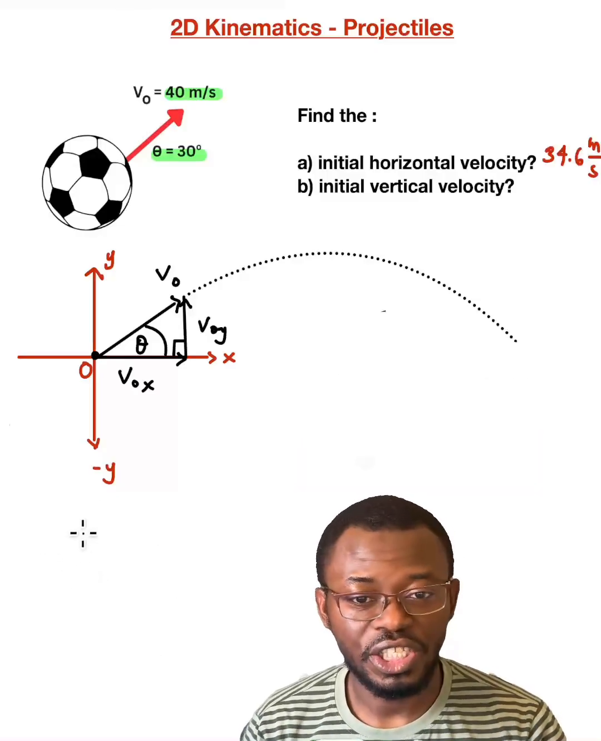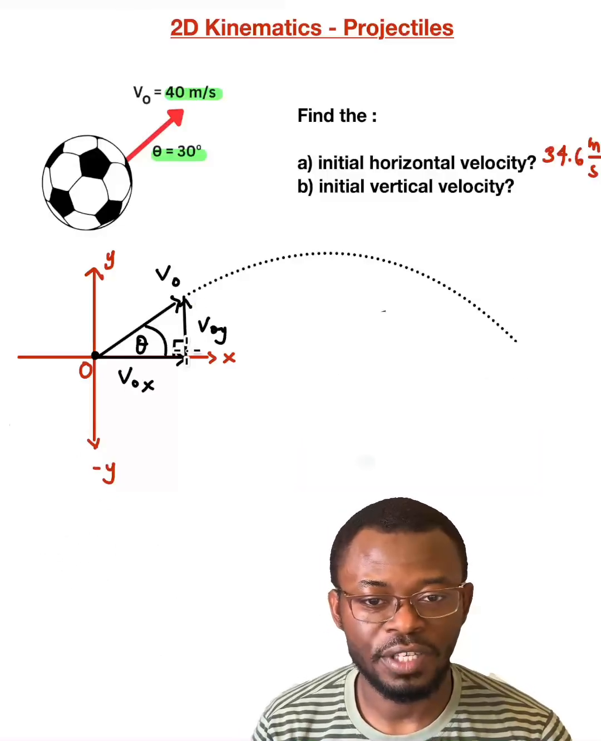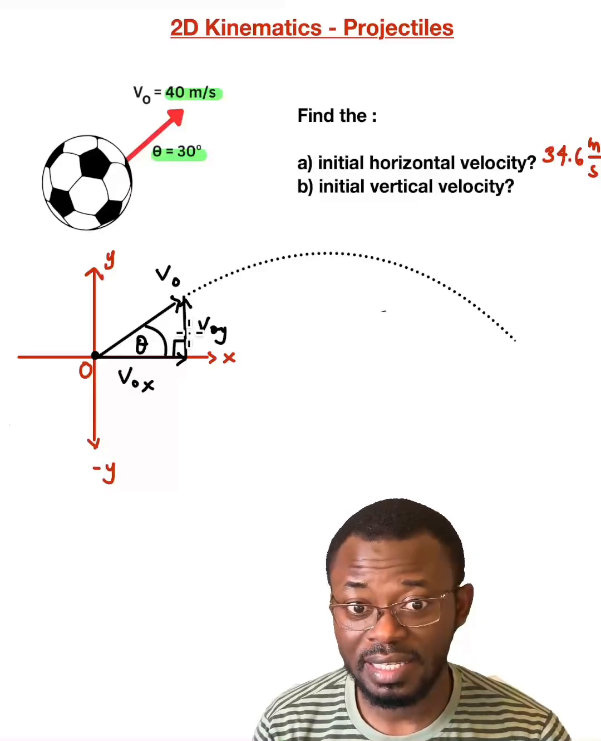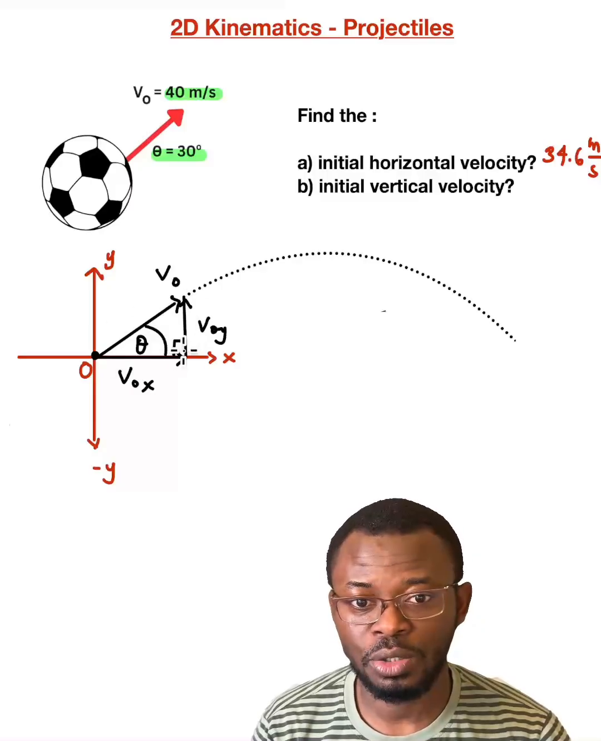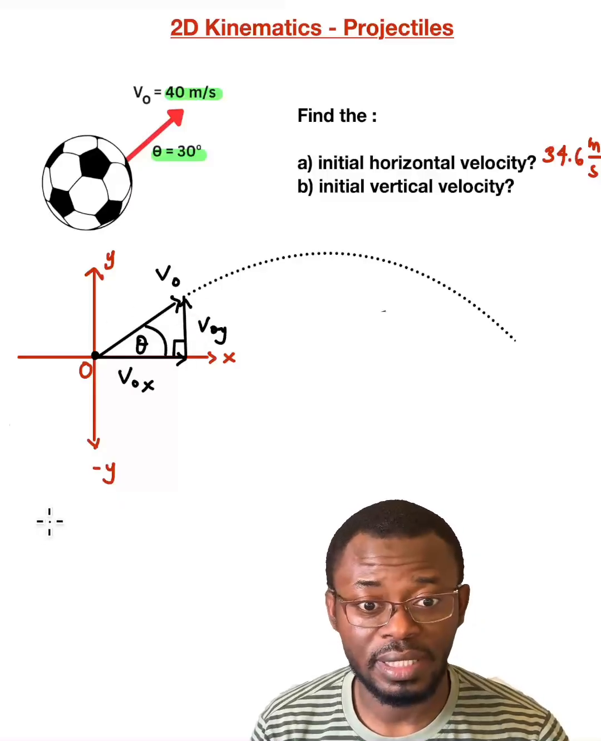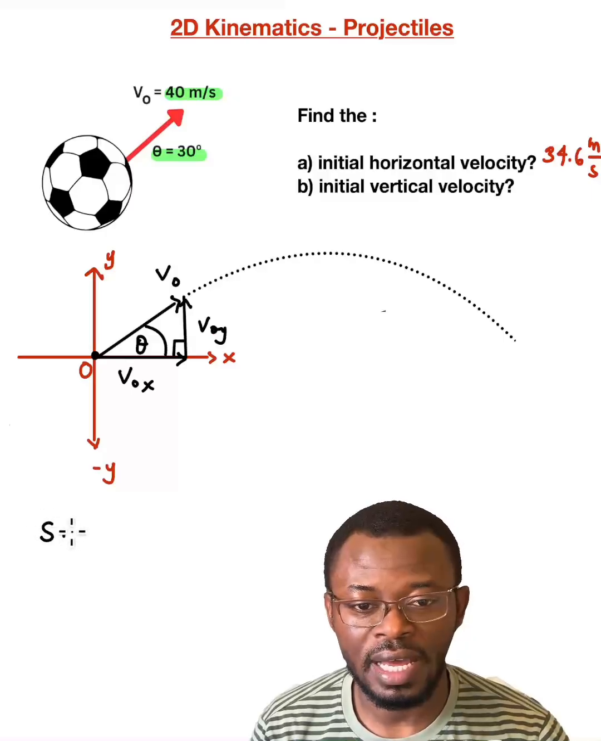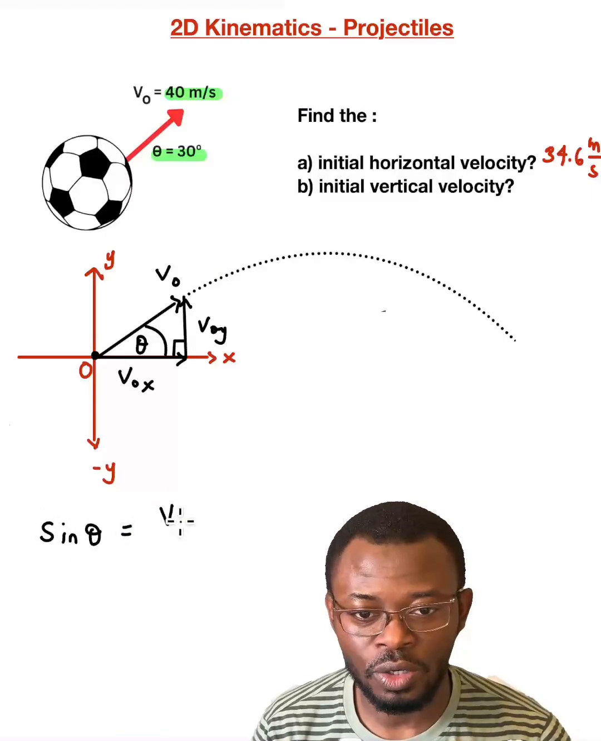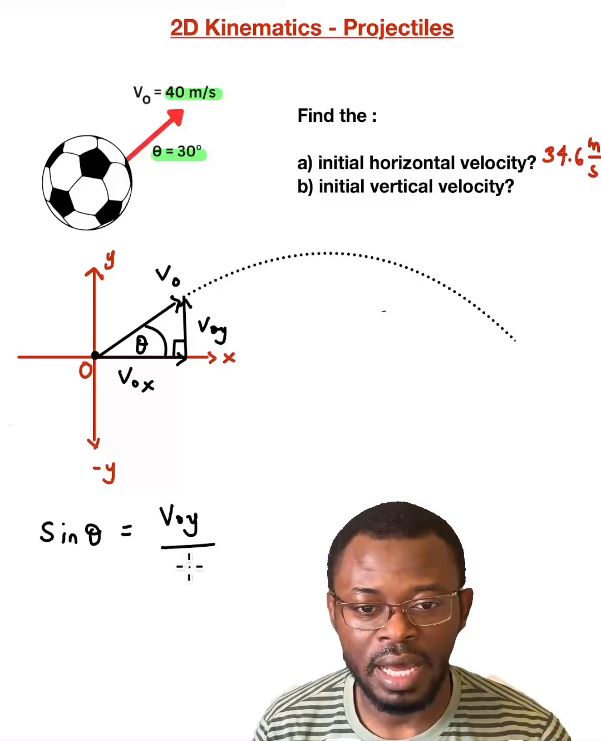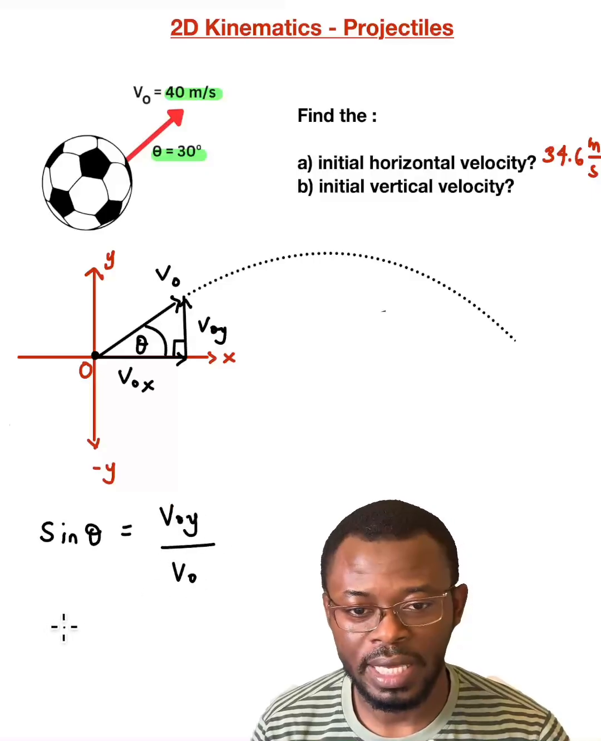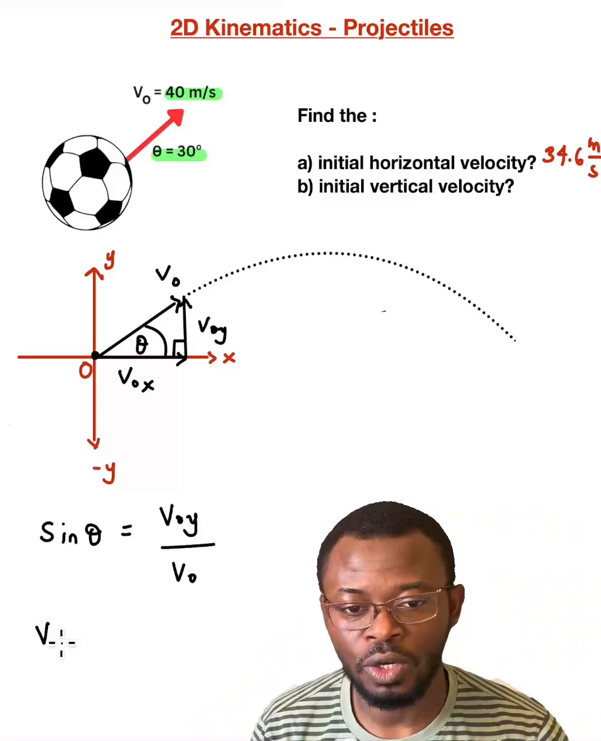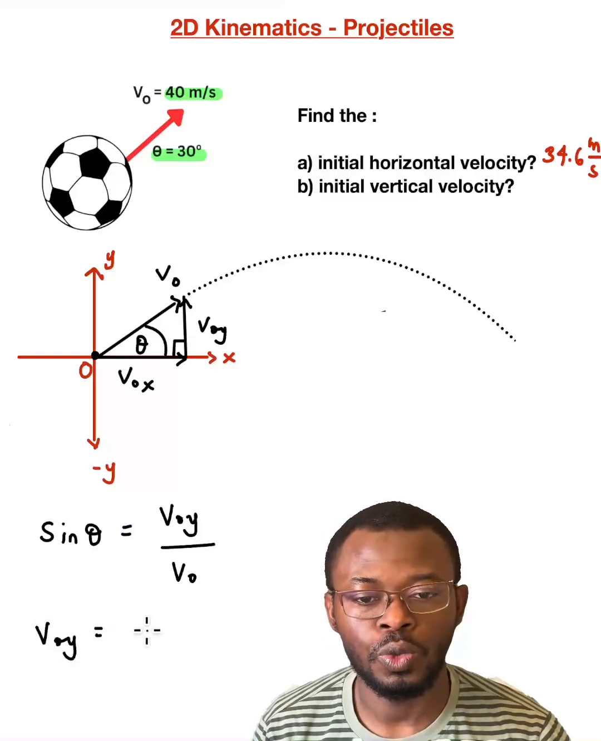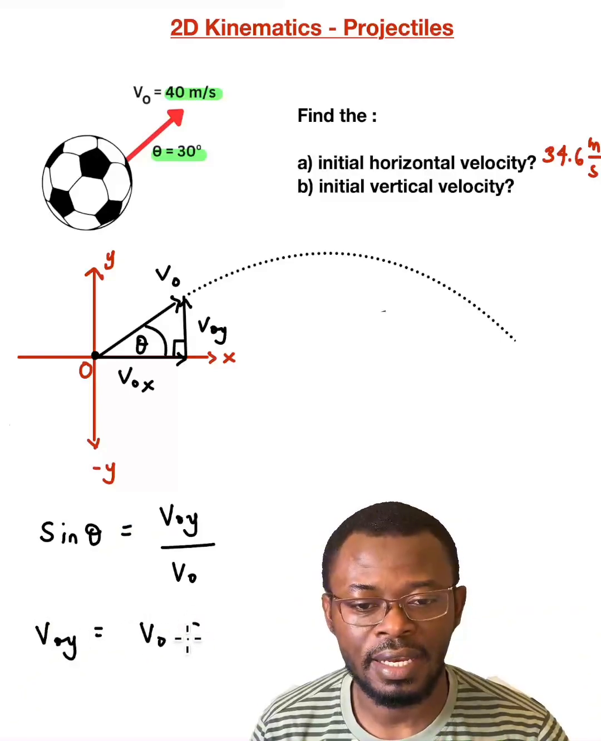So to find the initial vertical velocity, that is v naught y, in this case, that is the opposite side of this right triangle. If you want the opposite side, we can use sine of the angle theta is equal to the opposite side, which is v naught y, divided by v naught. So again, we can isolate v naught y to be equal to v naught sine of theta.